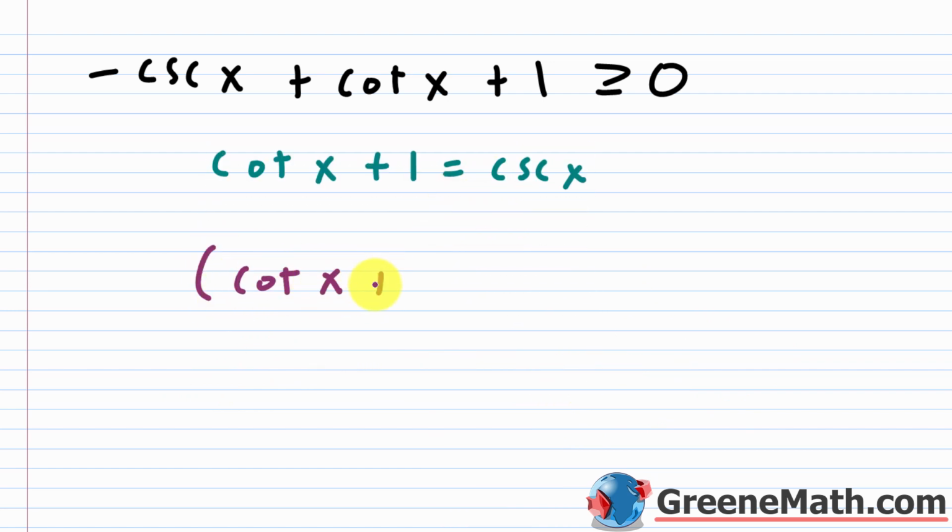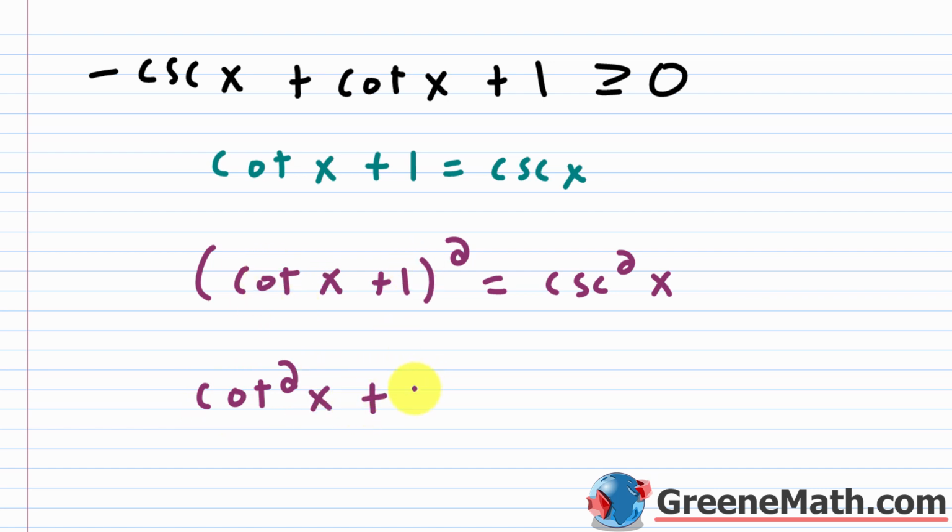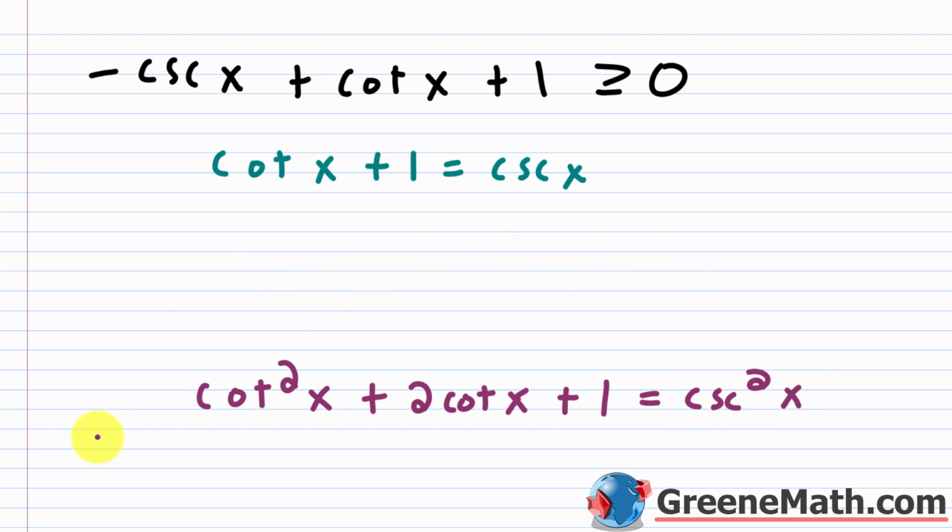So cotangent of x plus 1 squared is equal to cosecant squared x. So this right here, if you expand it, you get cotangent squared x. So just squaring the first guy plus 2 times this guy times this guy. So 2 cotangent of x. And then plus this last guy here, 1 squared, which is 1. And this equals cosecant squared x. Okay, I'm just going to erase things as I go. I'm going to move this up here.